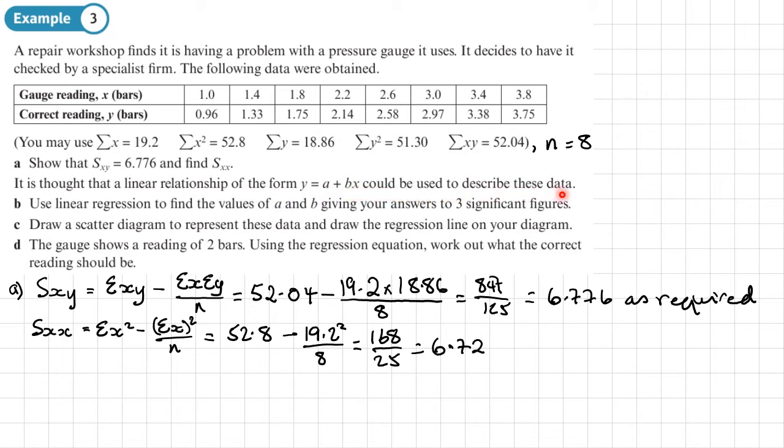Okay. Now it says it is thought that a linear relationship of the form y equals a plus bx could be used to describe these data. Part B, use linear regression to find the values of a and b. Give your answers to 3 significant figures.